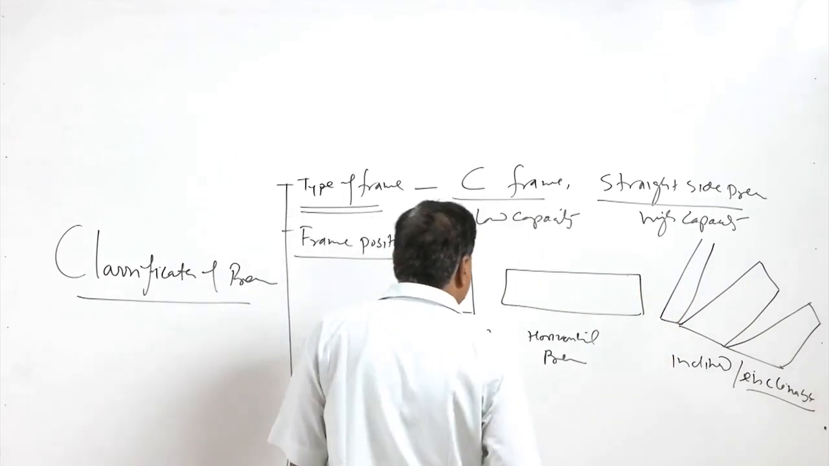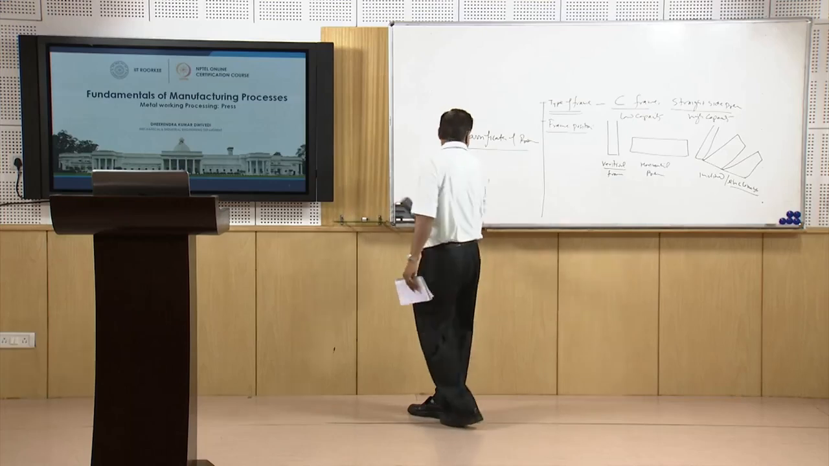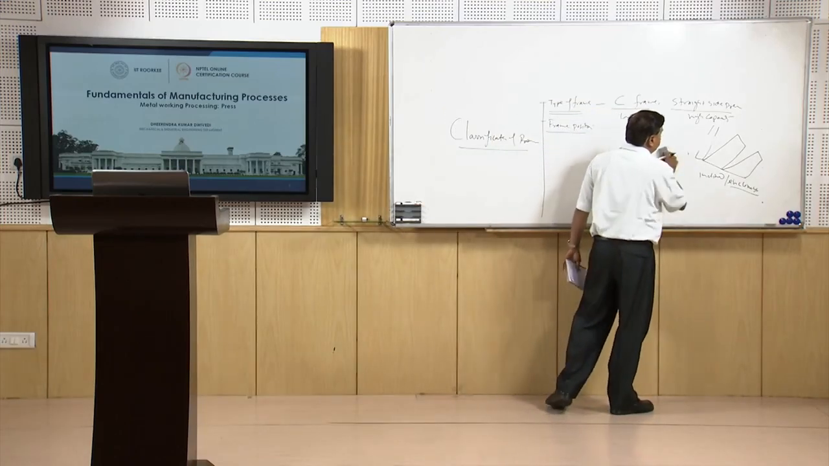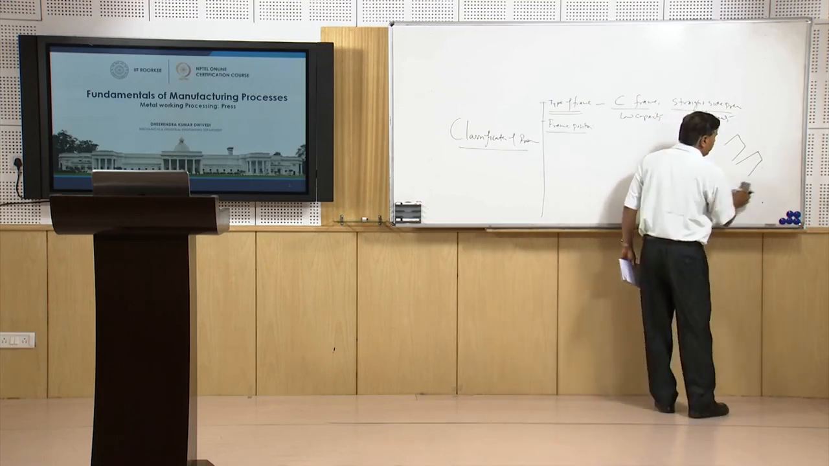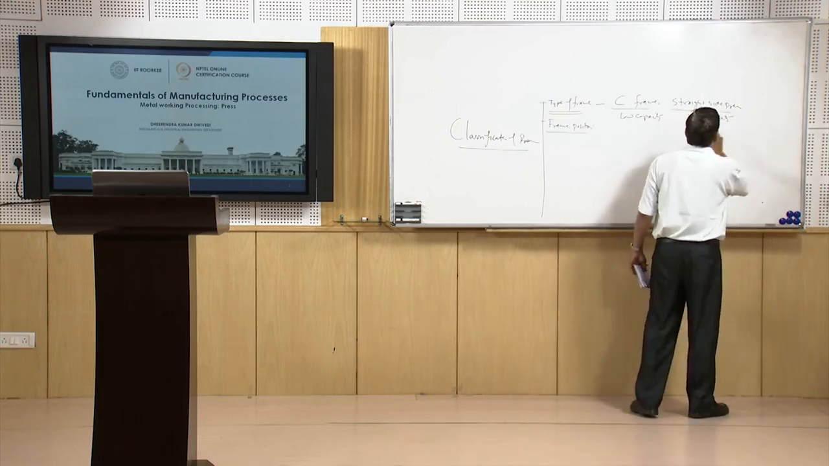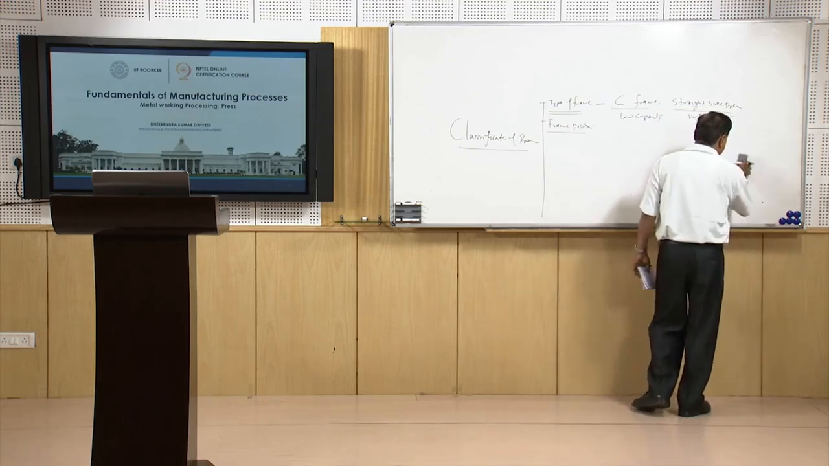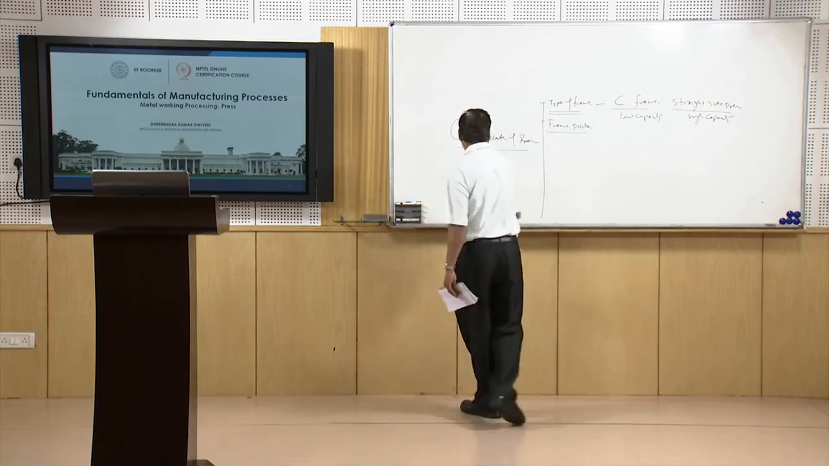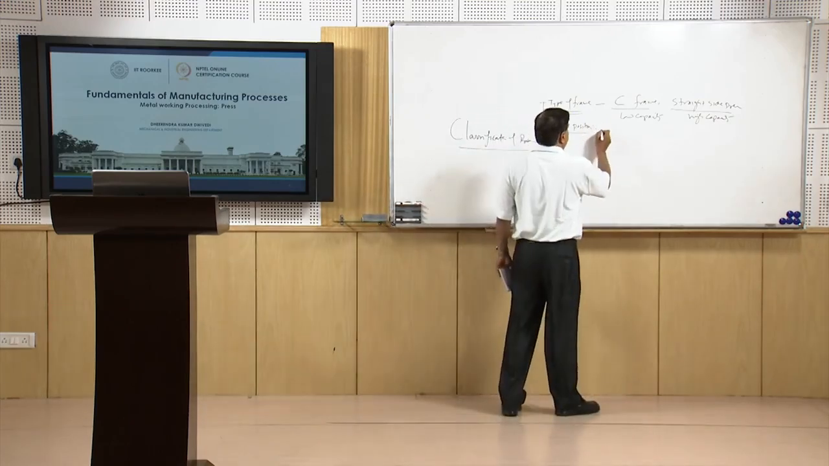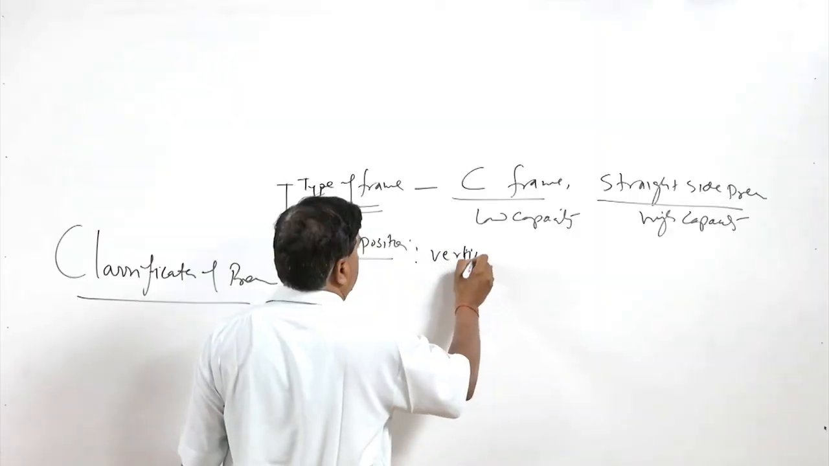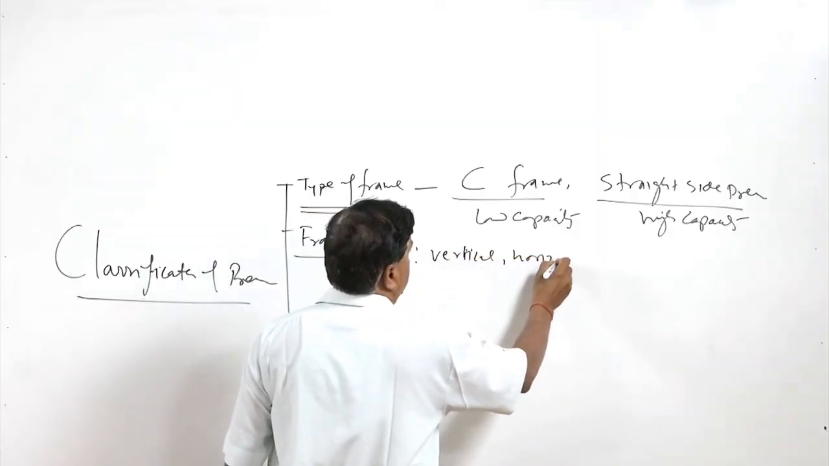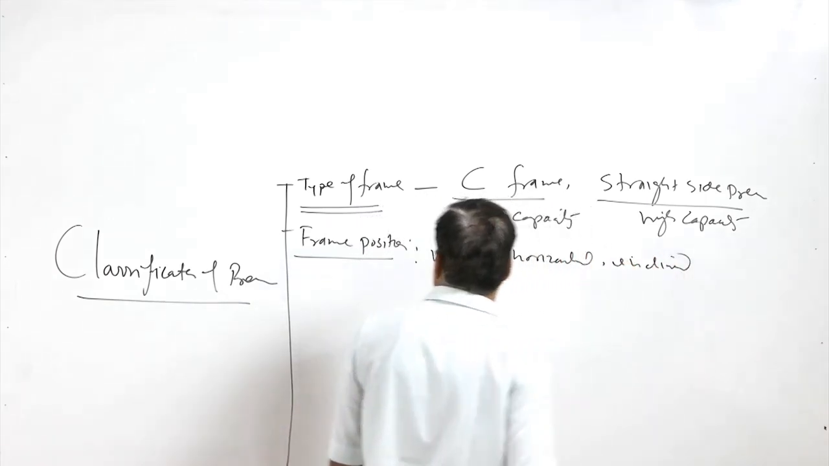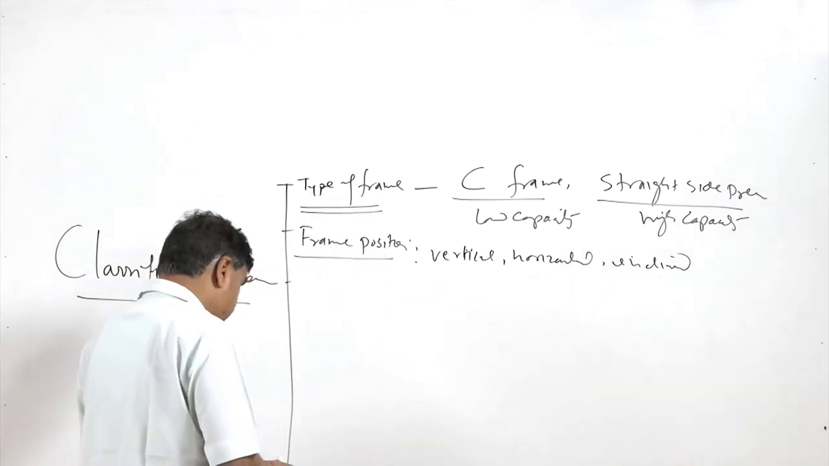So, this is the difference in the presses, the classification based on the frame position. It is common to have vertical presses, and horizontal presses are used only under specific conditions, and the same is true for inclined presses. So, we have the vertical press, horizontal press, and inclined press. These are the types of presses.